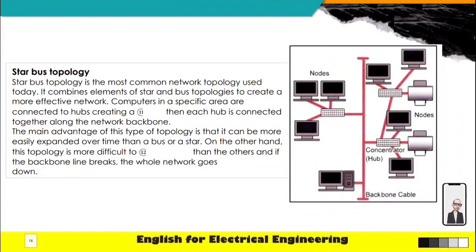Star bus topology is, I believe, our last one. This is the most common network topology used today. It combines elements of star and bus topologies to create a more effective network. Computers in a specific area are connected to hubs, creating a star, and then each hub is connected together along the network backbone. The main advantage is that it can be more easily expanded over time than bus or star. On the other hand, this topology is more difficult to configure than others, and if the backbone line breaks, then the whole network goes down.